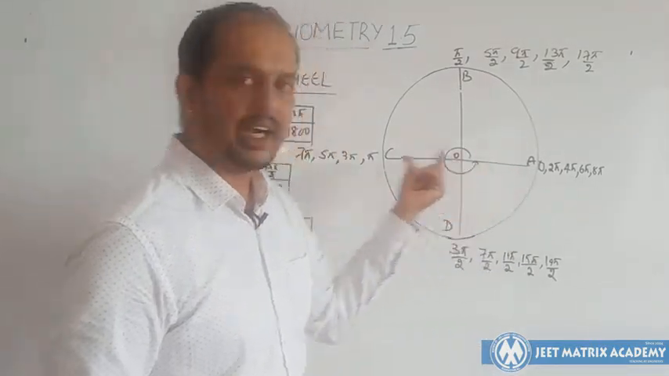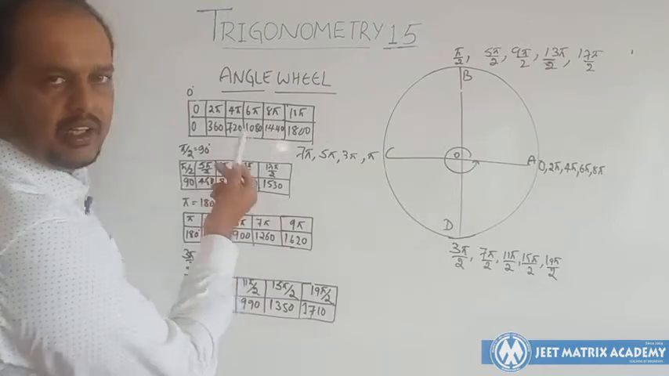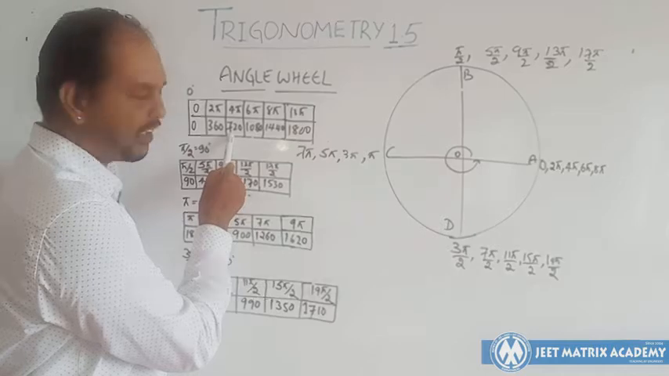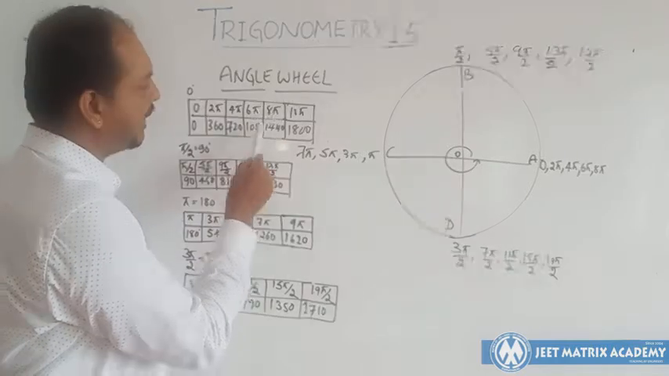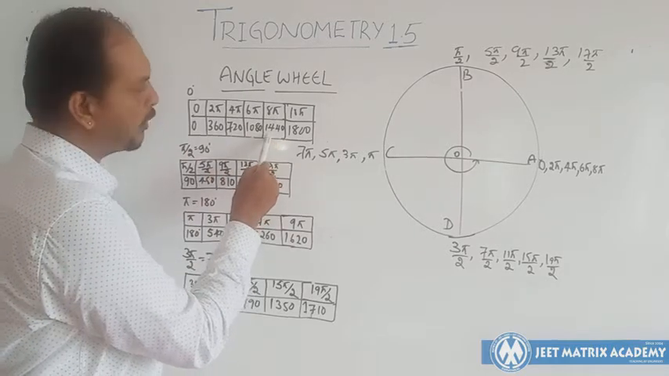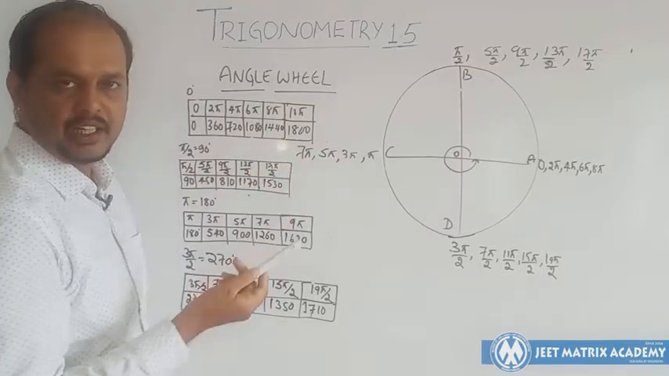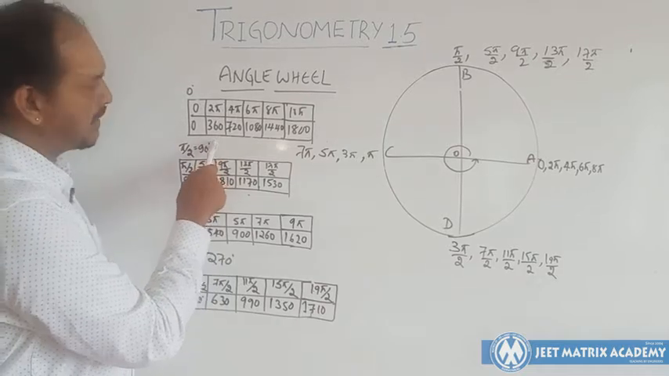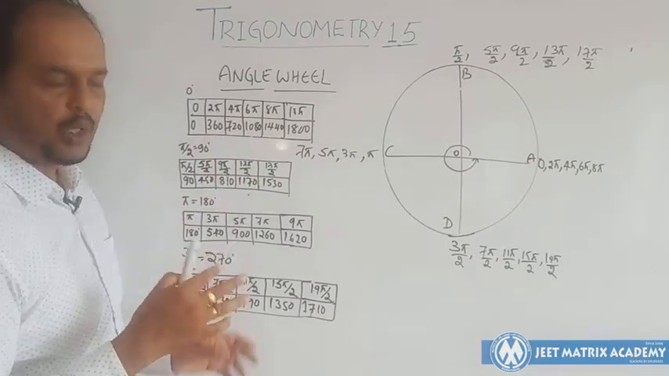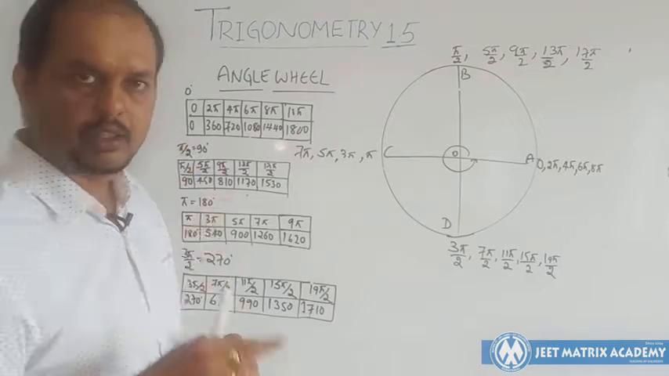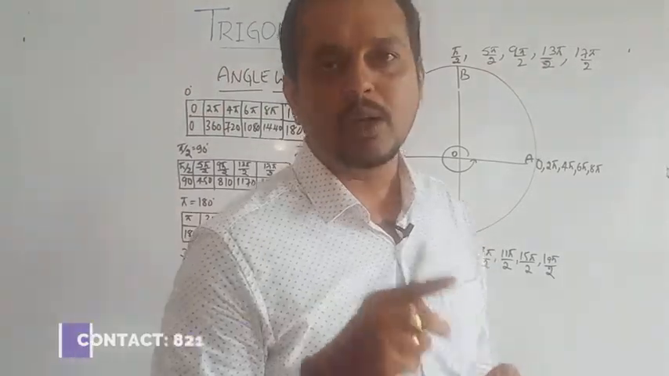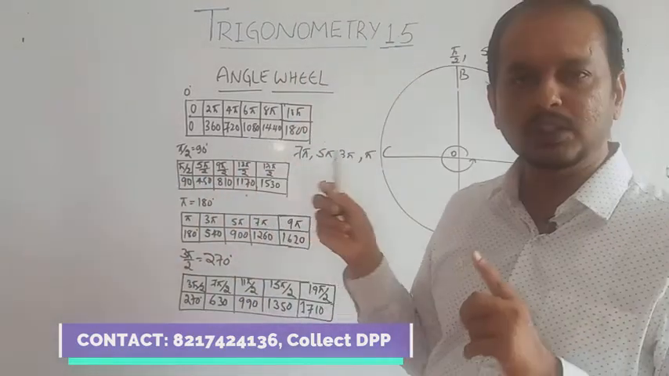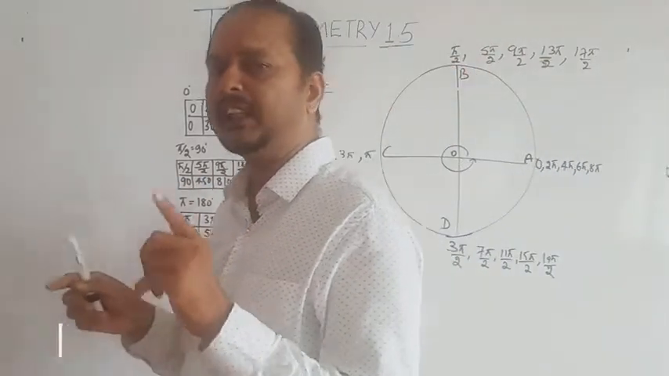These are converted into degrees and written. 2 pi gives 360, 4 pi means 720, 6 pi means 1080, 8 pi means 1440, 10 pi means 1800. Pi means 180, so 2 into 180 is 360, 4 into 180 is 720. So at least try to remember 5 revolution angles: 0, 360, then 720, then 1080, 1440 and 1800.